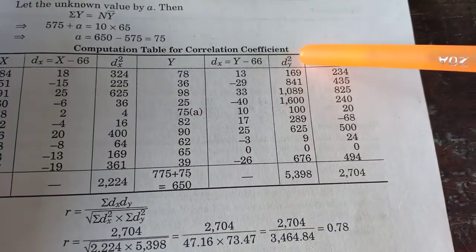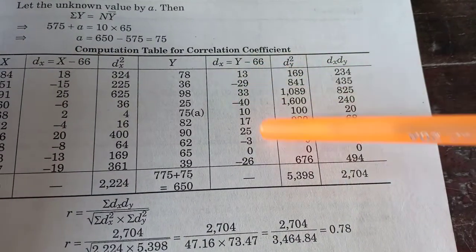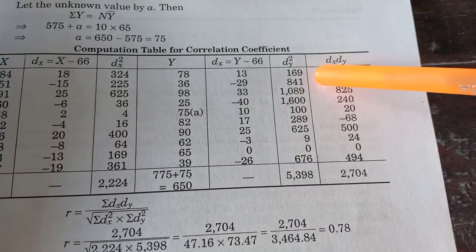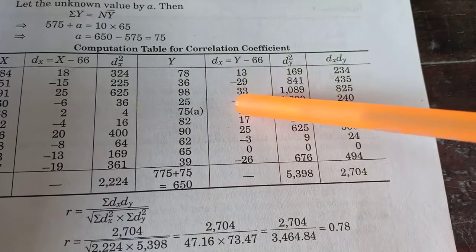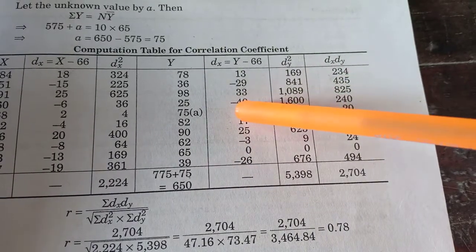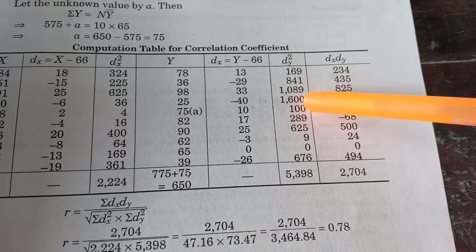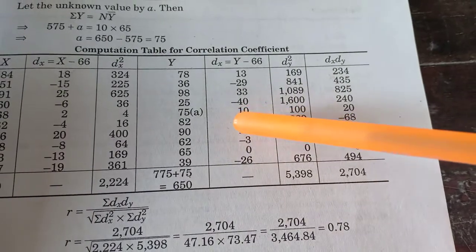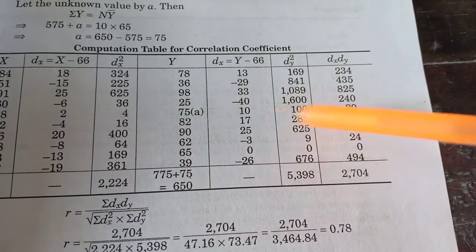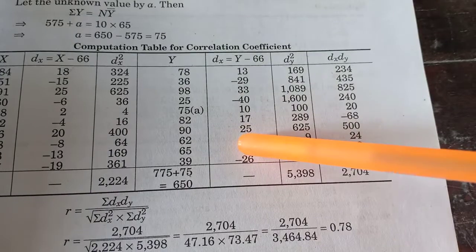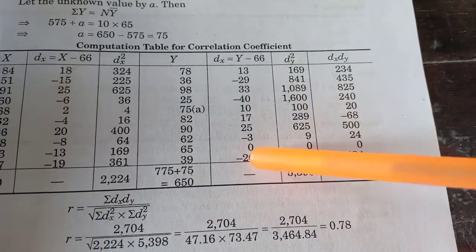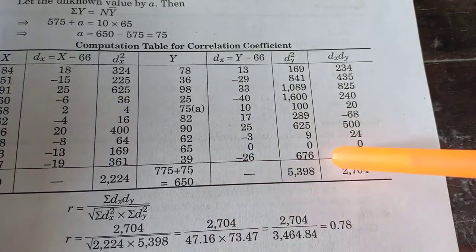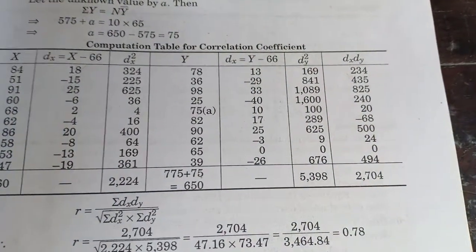In the next column, which is dy square, we square all these values. 13 square is 169. Minus 29 square 841. 33 square 1089. Minus 40 square plus 1600. 10 square 100. 17 square 289. 25 square 625. Minus 3 square 9. 0 is 0, and minus 26 square is 676.